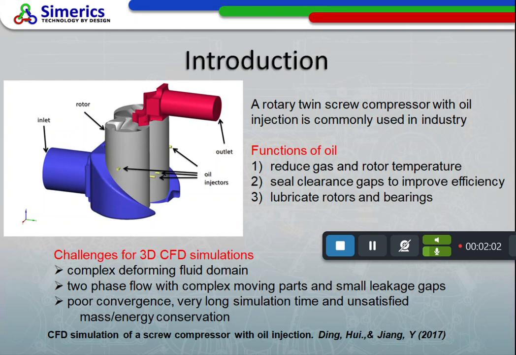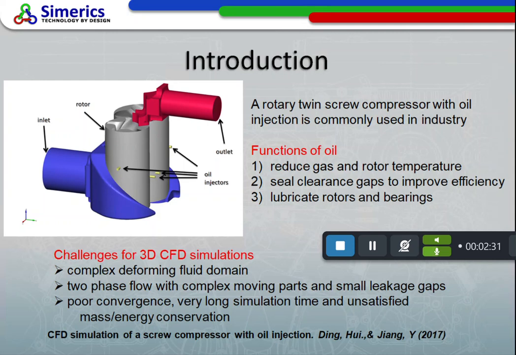The first function, which is the most important function, is that the oil can reduce gas and rotor temperature to extend the life of the rotor. The second function is that the oil can seal clearance gaps to improve the volumetric efficiency. And the third function is that the oil can lubricate rotors and bearings.